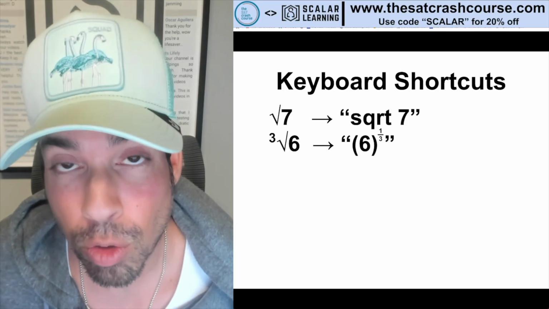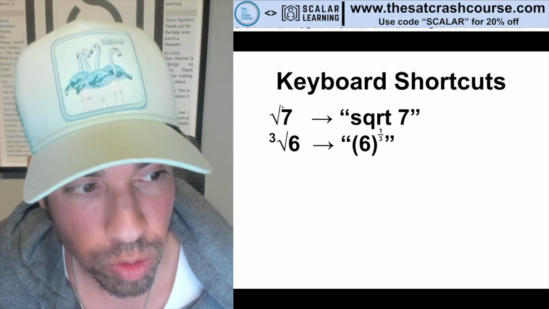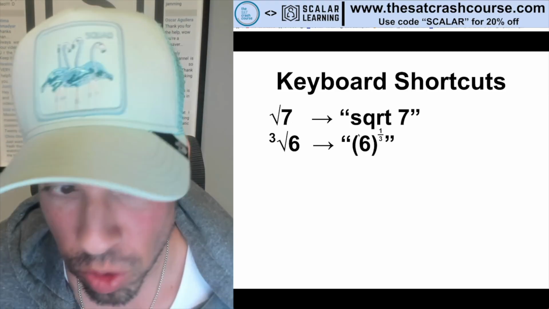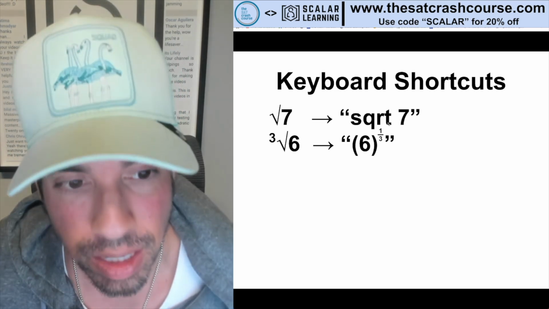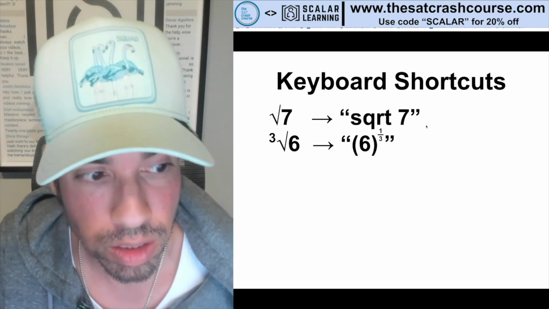Now we're going to go through some more keyboard shortcuts. Now, of course, this is for a square root of 7. So if you want to get the square root of anything, you type SQRT and then the square root will appear. Then you can put in whatever you want underneath the square root.